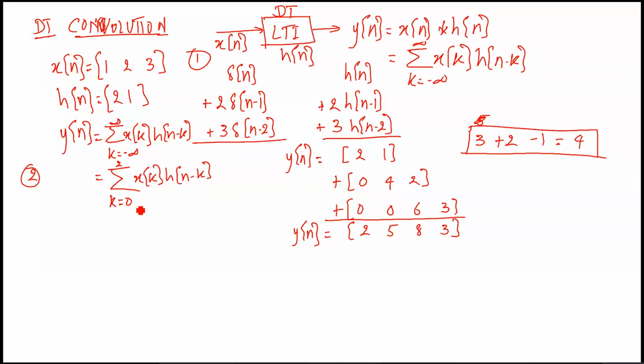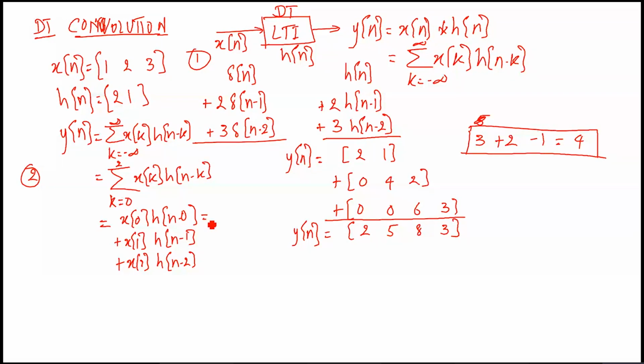That's the first step, and then we can open it up. The first term would be your x of 0 and h of n minus 0. The second term would be x of 1, h of n minus 1. The third term would be x of 2, h of n minus 2. And if you just plug in the values, it would be what?